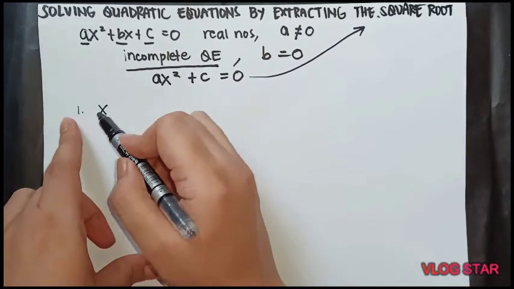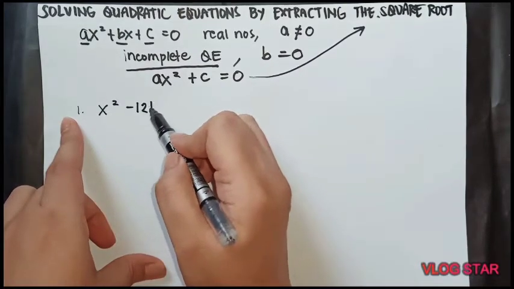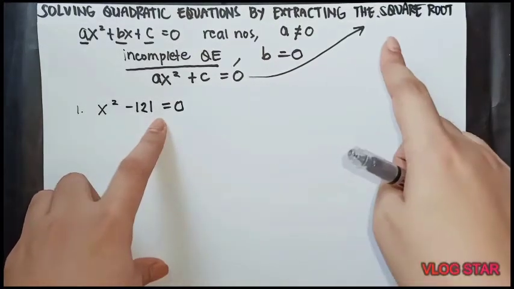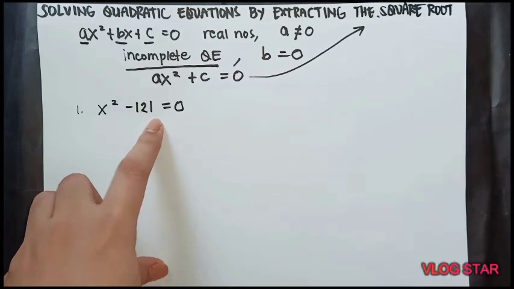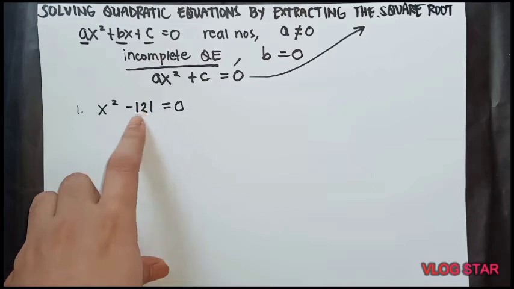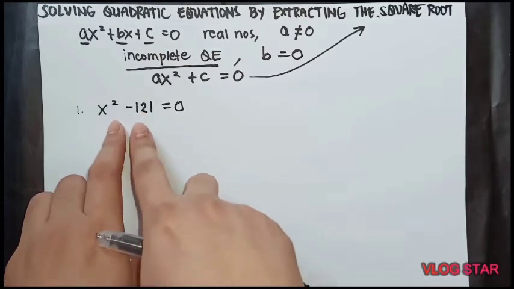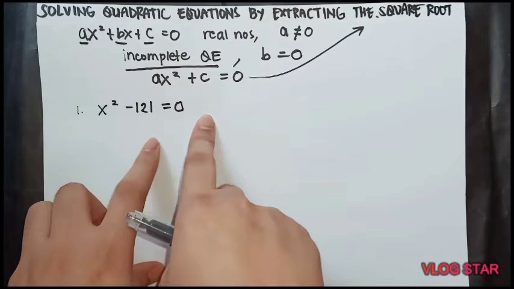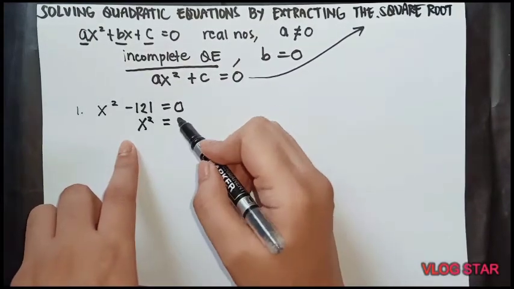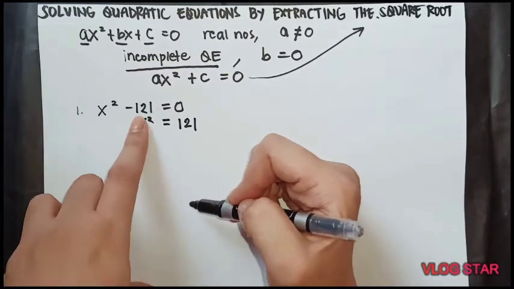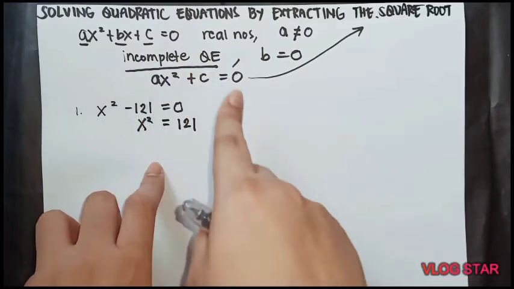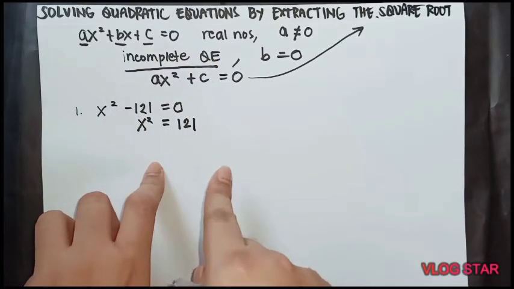Example: if we have x squared minus 121 equals 0, to solve for this, we will be using extracting the square root. Since our goal here is to solve for the value of x, and we have on this side a negative 121, we will move negative 121 to the other side of the equal sign, and this will become x squared equals positive 121.